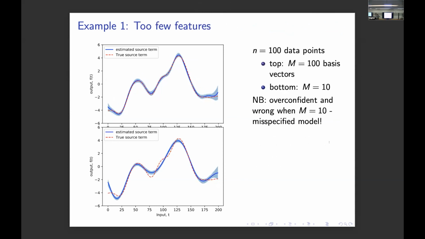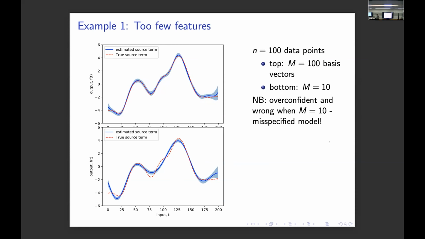Just to show what happens if you have too few features. Here I've got 100 data points in both cases. Here I had 100 basis vectors. At the bottom, I just had 10 basis vectors. Kristen Patern did all the results. But what we see is we get a model that is misspecified in some sense. When we only have 10 basis vectors, 10 cosine terms, we don't have enough representative power, and we get a model that's wrong and overconfident.